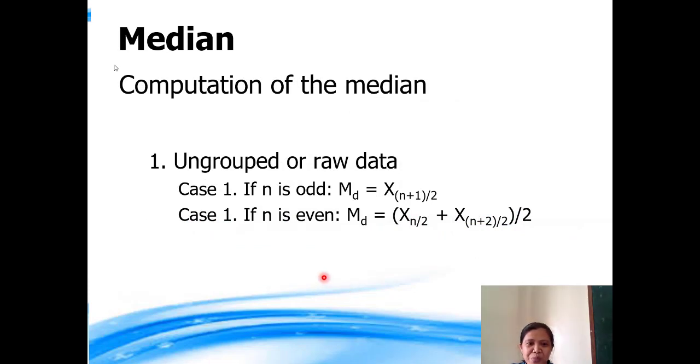And to compute for the median of the ungrouped data, we have the formula. If n is odd, the median is equal to x sub (n plus 1) divided by 2. And if n is even, the median is equal to x sub (n divided by 2) plus x sub (n divided by 2 plus 1), all over 2.